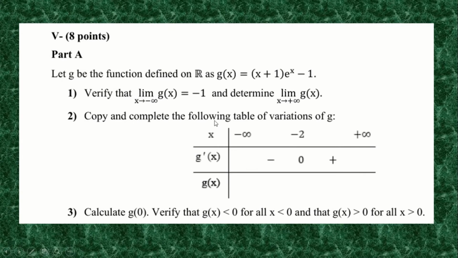Now copy and complete the following table of variations of G. Here, as you see, x varies from minus infinity to minus 2 to plus infinity. G prime of x is negative on the interval minus infinity to minus 2, and positive from minus 2 towards plus infinity. Now we should complete this table showing the variation of G of x.